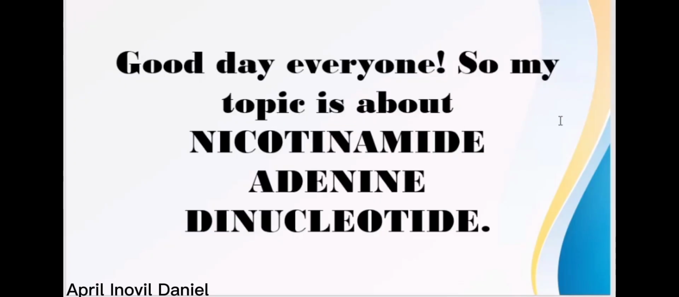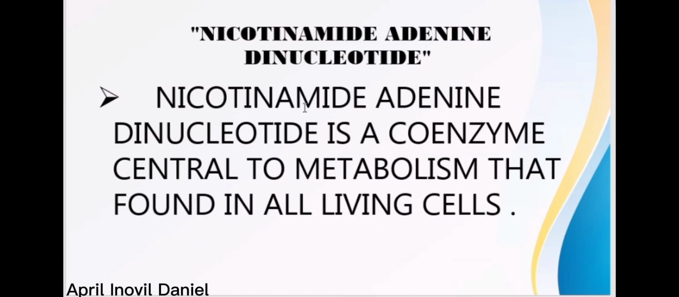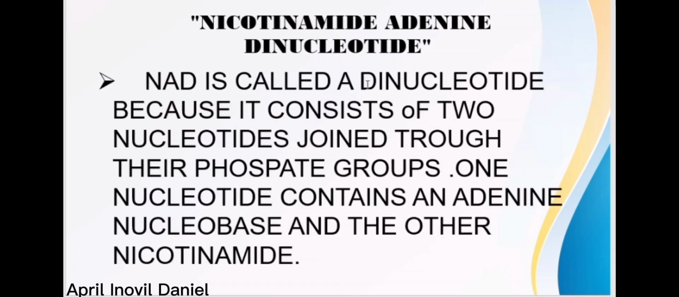Good day everyone. So my topic is about nicotinamide adenine dinucleotide. I am going to explain first what nicotinamide adenine dinucleotide is. It is a coenzyme central to metabolism that is found in all living cells. NAD is called a dinucleotide because it consists of two nucleotides joined through their phosphate groups. One nucleotide contains an adenine nucleobase and the other is nicotinamide.